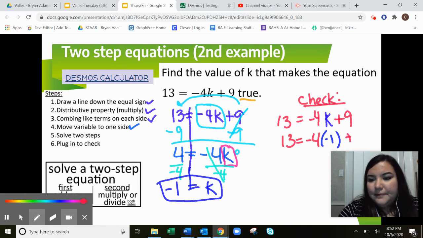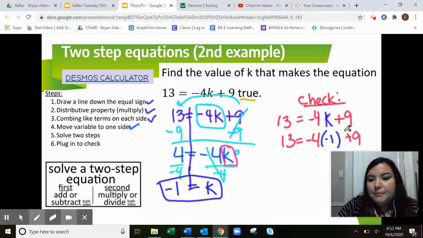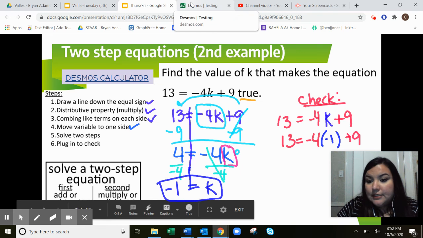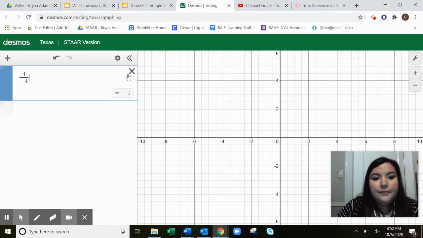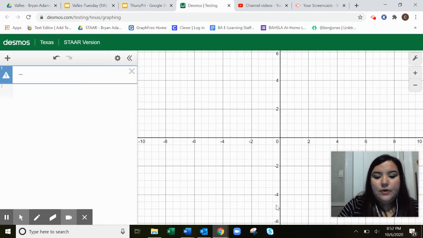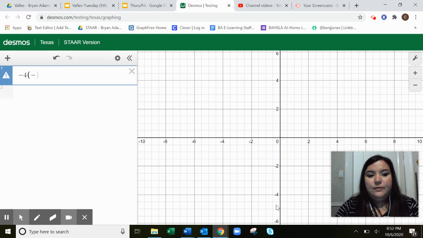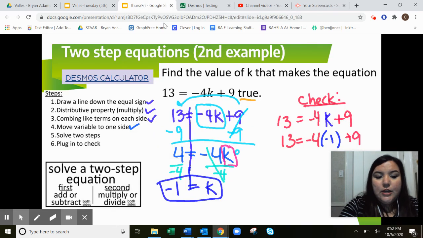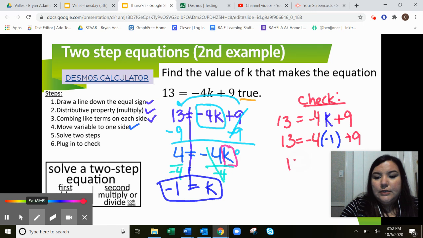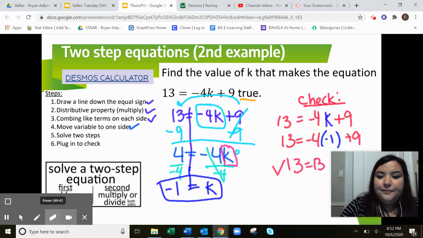And then plus 9. Now I'm going to put this part on the right side into our calculator because we want to make sure that it's equal to 13. So negative 4 times negative 1, close parentheses, plus 9. And so that equals 13. Therefore, our answer is correct. So 13 equals 13. Okay, checks off.